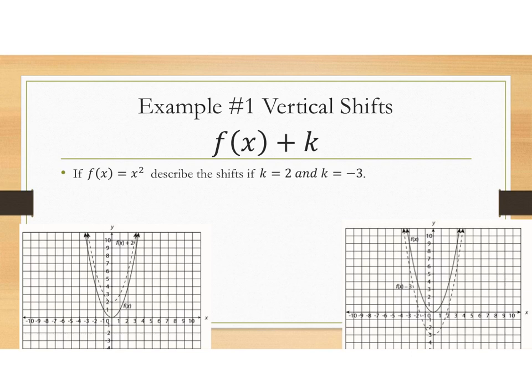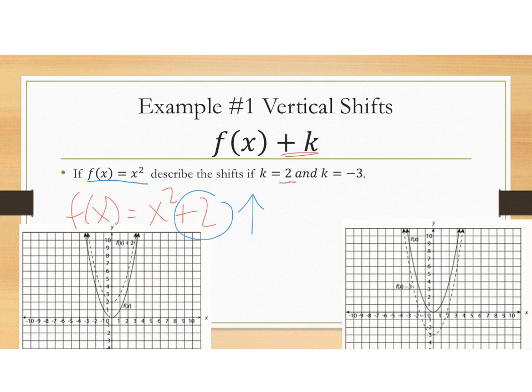Example 1, let's do some vertical shifts. So if f of x is x squared, or the parent function, we're going to describe vertical shifts, so we're going to use the f of x plus k if k is 2 and k is negative 3. If you're going to write down the new equation for this first one, it would be f of x equals x squared. Then we're going to add k after, so we're just going to add 2 after. This plus 2 tells us that we're going to move our function up 2.